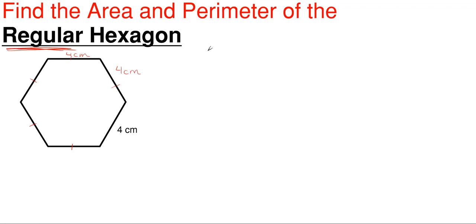So, how do we determine the area for a regular hexagon? Keep in mind, this is only for a regular hexagon. This is not just for any hexagon. It has to be a regular hexagon with all sides being exactly the same length. So, the area for a regular hexagon is going to be 3 times the square root of 3 over 2 times s squared.